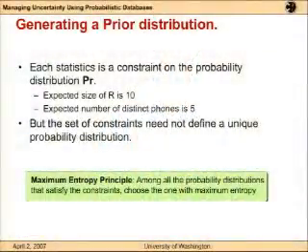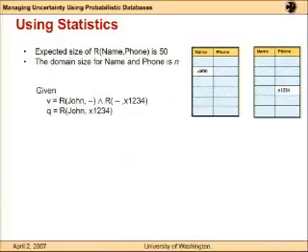So here we use another technique from knowledge representation called the maximum entropy principle, which says that among all the distributions that satisfy your statistics, choose the one with maximum entropy. The entropy is a measure of the randomness of the distribution, and this gives you a distribution which is as random as possible, but that still satisfies all of your statistics.